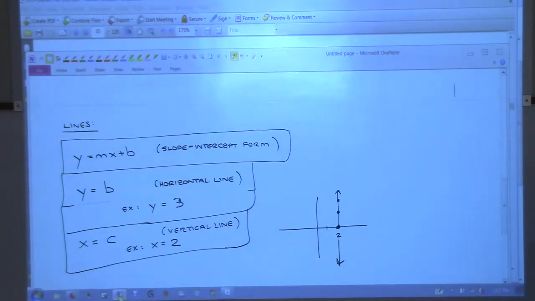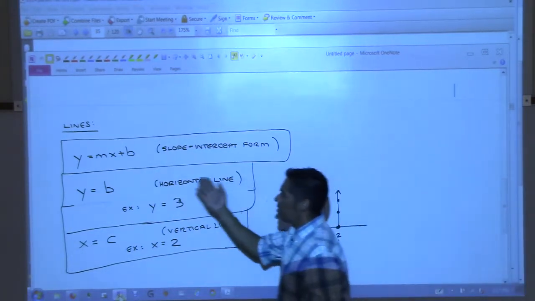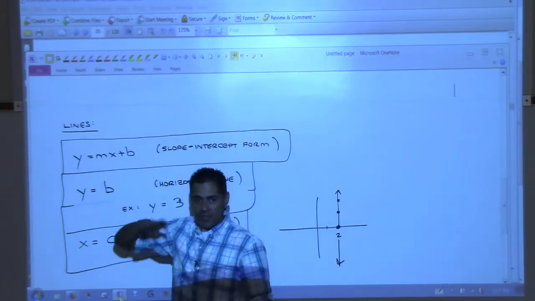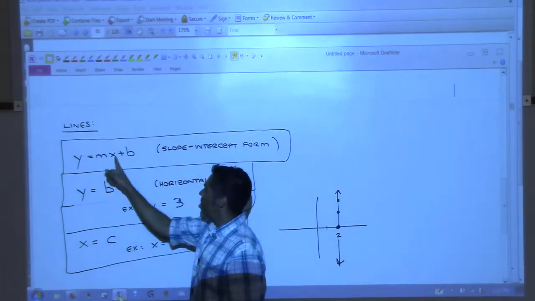So just remember that. Y is a constant, horizontal; x is a constant, vertical. Any other case is going to be this. You're going to have some little pitch to the line, and it'll look like this.